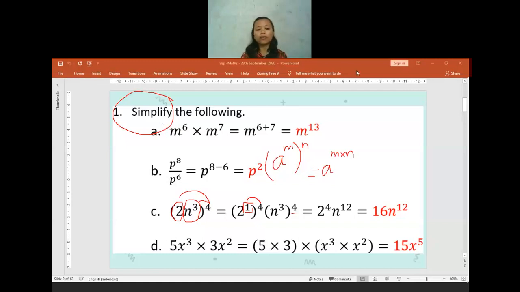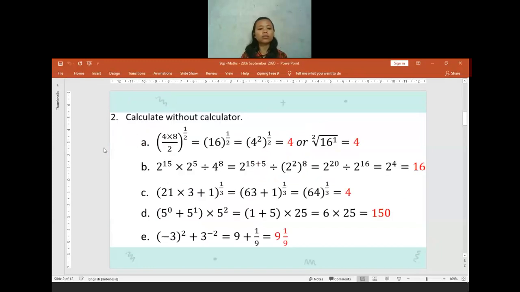I will move to question 2. For question 2, calculate without a calculator. So for this number, we have 4 times 8 divided by 2 to the power of a half. As you know, we have the BIDMAS law. We have to finish the bracket. After we finish the bracket, we solve the indices. After that, we do division or multiplication. After that, we do addition or subtraction, depending on whatever comes first between division and multiplication, and also addition and subtraction.